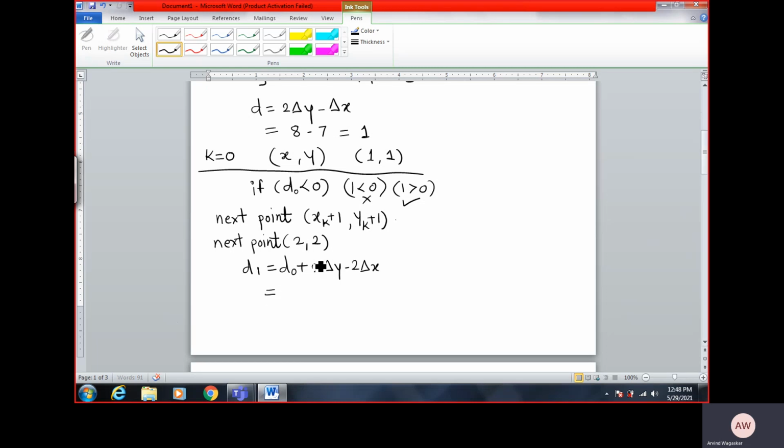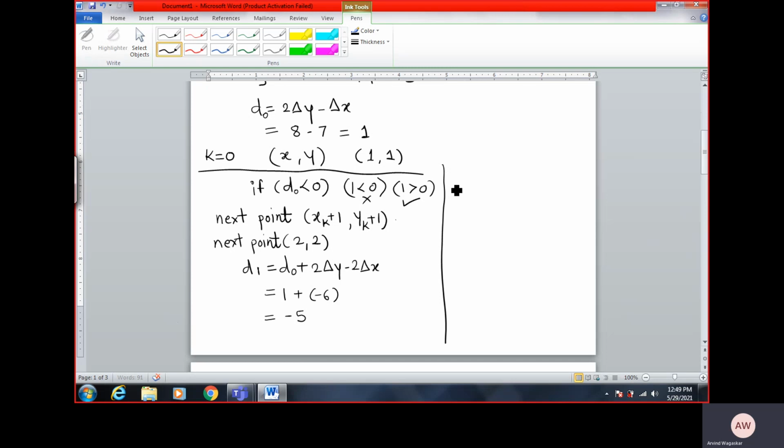Now, what was the previous d? d0 was 1, so I'll write it here: 1 plus twice delta y minus twice delta x, which was minus 6. So 1 minus 6, you get a negative answer, that is minus 5. Now I'll write the next step here, so that comparatively you will understand.